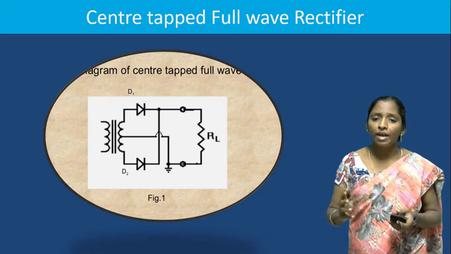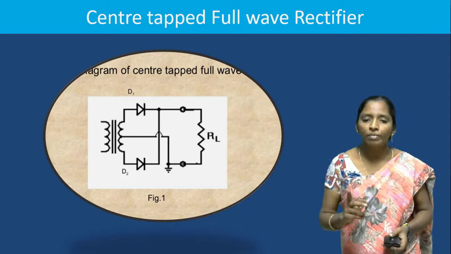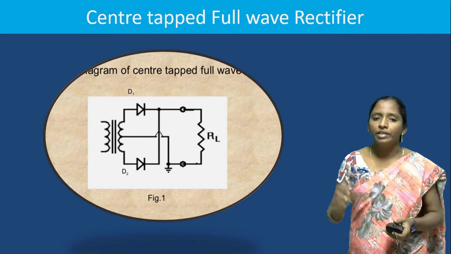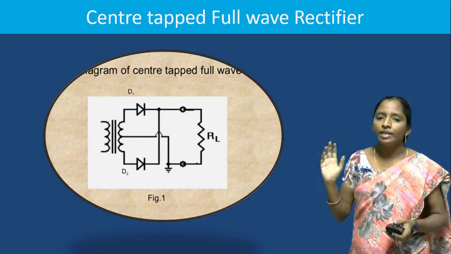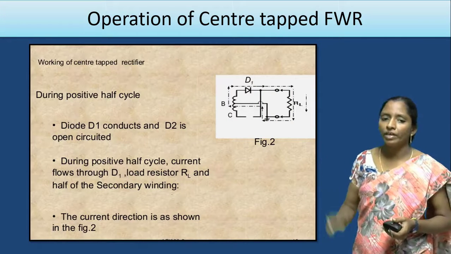So in the center tapped full wave rectifier, we are using 2 diodes and 1 center tapped transformer, and we are taking output across the load resistor RL. This is the circuit diagram of the center tapped full wave rectifier. Operation of the center tapped full wave rectifier.